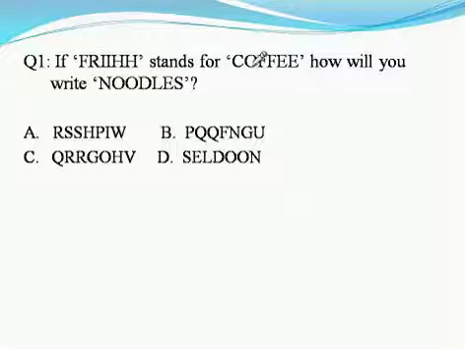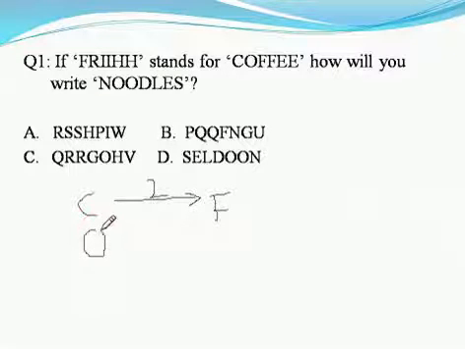First we will find the key. Coffee is being replaced by this, so that means letter C is being replaced by which letter? Letter F. After C what will come? D, then E, then F. So there are two letters we are adding after C to reach F. Similarly we will check with the other letter, which is O.